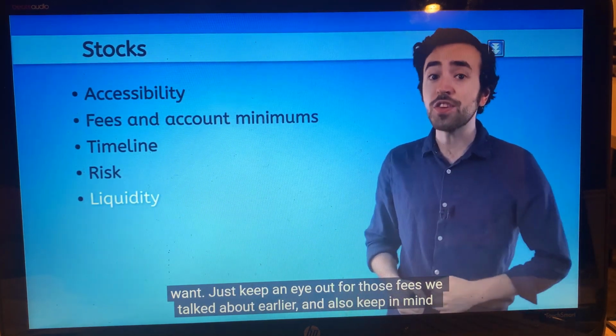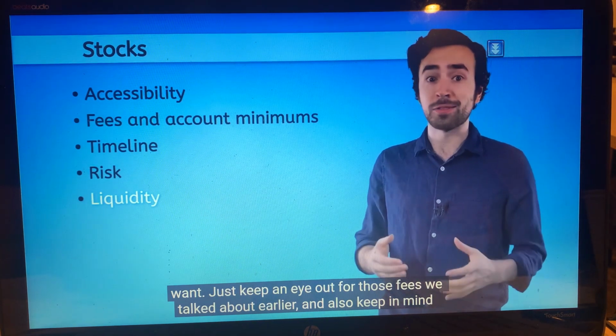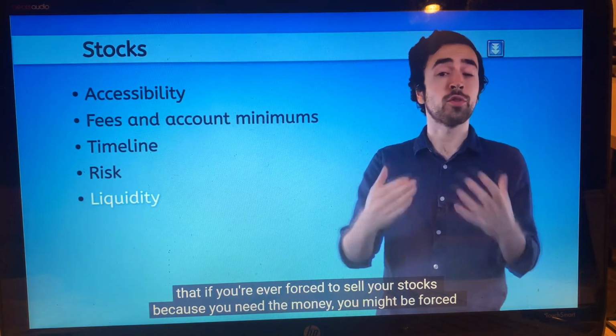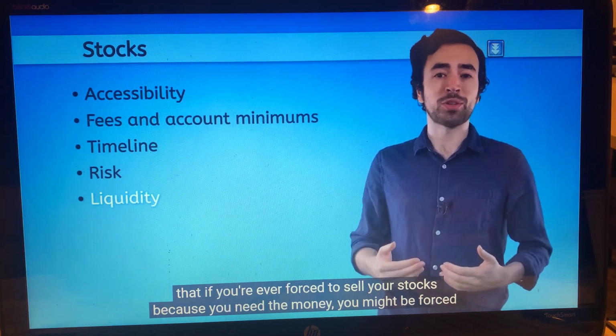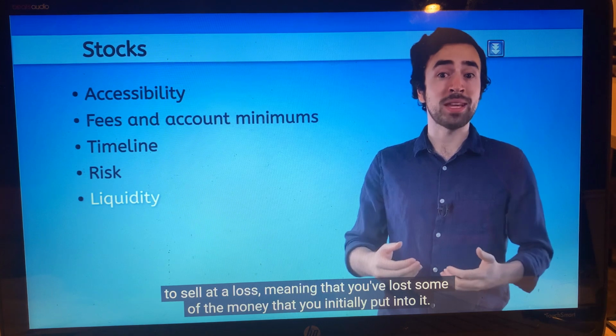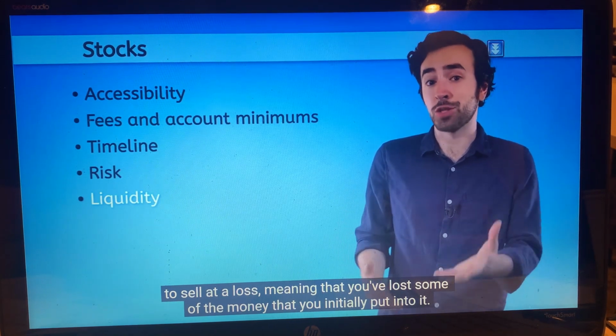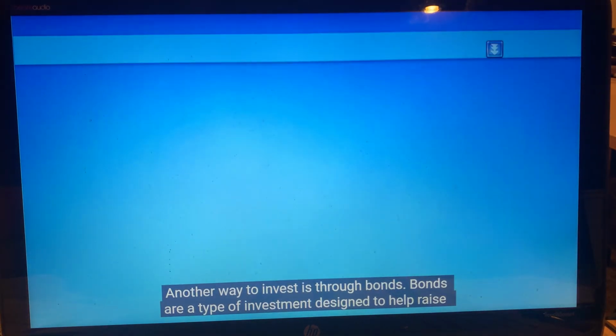Just keep an eye out for those fees we talked about earlier. And also keep in mind that if you're ever forced to sell your stocks because you need the money, you might be forced to sell at a loss, meaning that you've lost some of the money that you initially put into it.